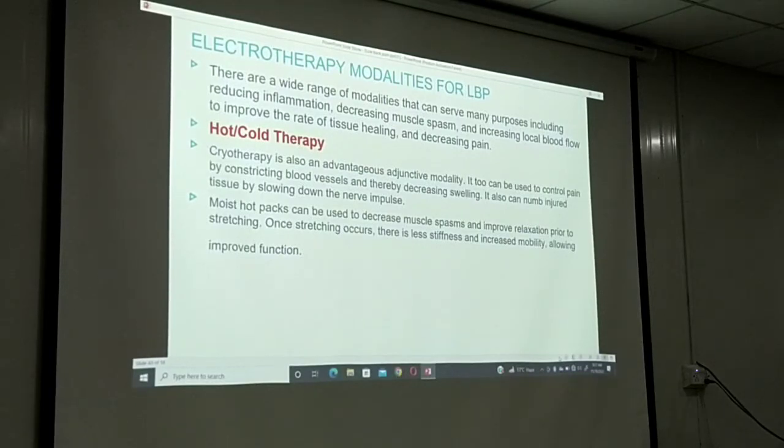Hot and cold therapy, जो आप सर mention कर रहे थे, कि acute phase में क्या किया जा सकता है। Acute phase में hot and cold therapy is very effective. Cryotherapy is also an advantageous adjunctive modality. It can be used to control pain by constricting blood vessels and thereby decreasing swelling. It also can numb injured tissue by slowing down the nerve impulse. Moist hot packs can be used to decrease muscle spasm and improve relaxation prior to stretching. Once stretching occurs, there is less stiffness and increased mobility, allowing improved function.